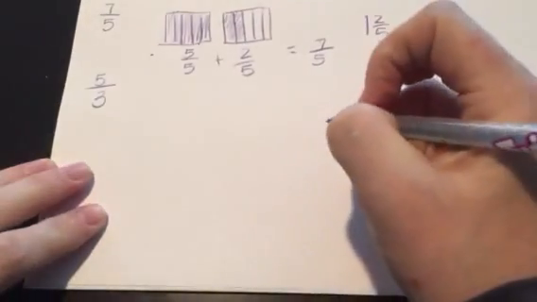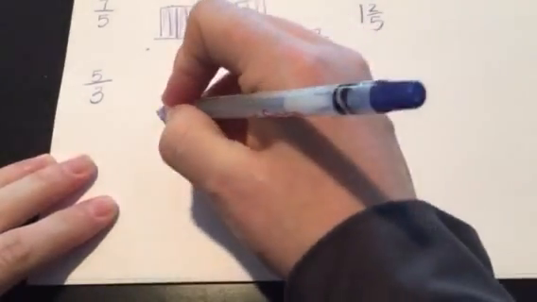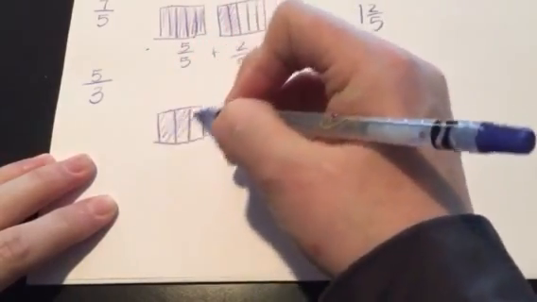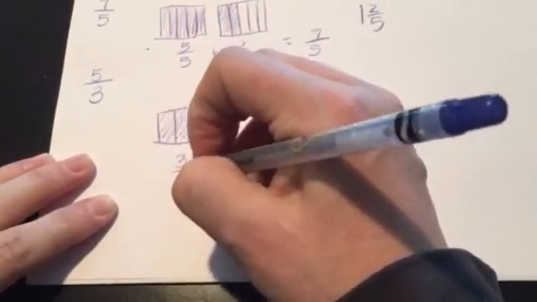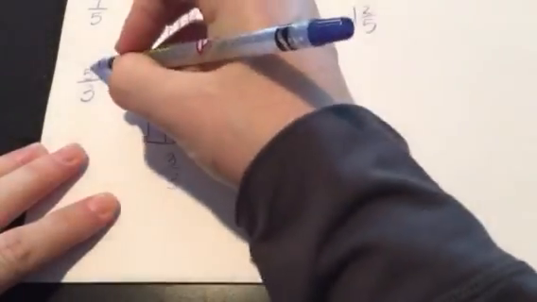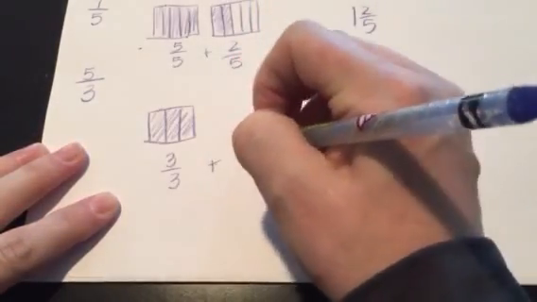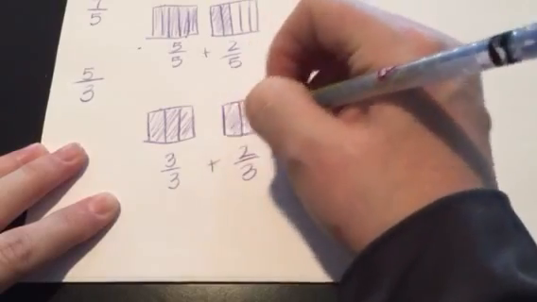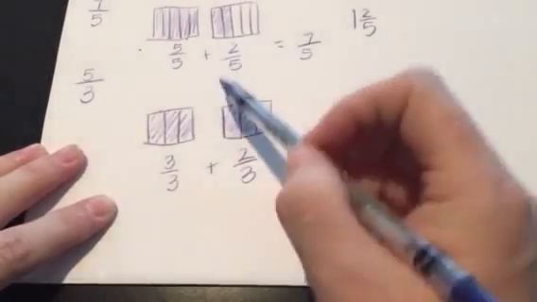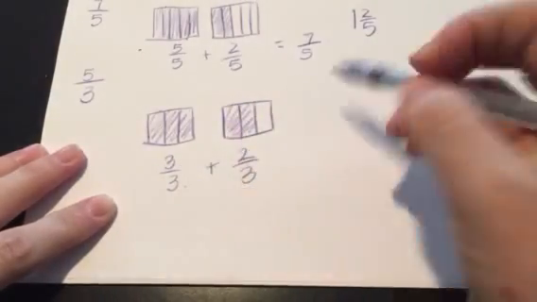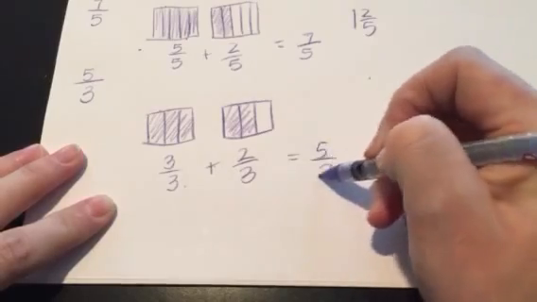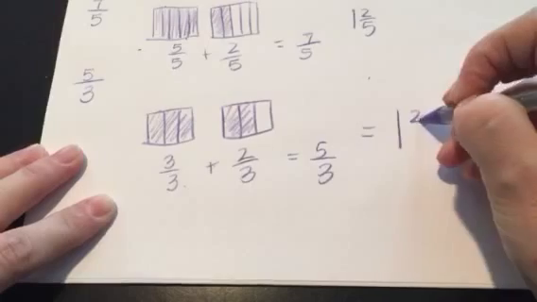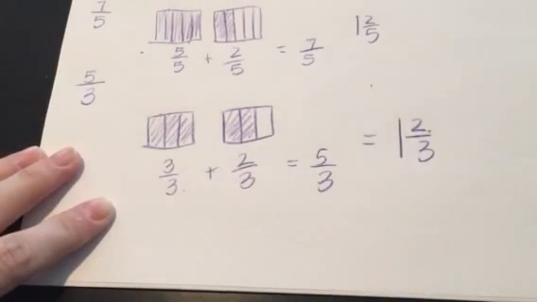And lastly, we can also look at 5/3. And I'm going to split these into thirds. And we can see that this is 3/3 here. And then I'm only 2 away from 5/3, so I need another 2/3 here. And so again, 3/3 plus 2/3 is 5/3. And I have 1 and 2/3 as my mixed number.